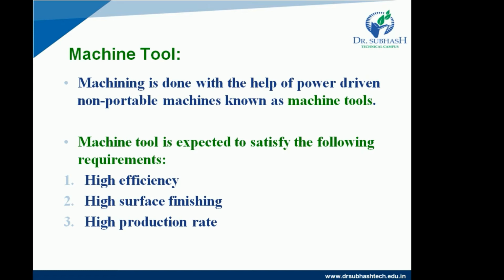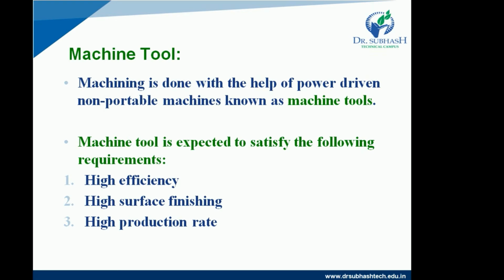Now the machine tool. What is a machine tool? We have already discussed it in the manufacturing process. Again, we can say that it is one type of tool with the use of which we can remove some metal or material in the form of chips or powder, etc. Specially, machining is done with the help of power driven non-portable machines, which are known as machine tools.